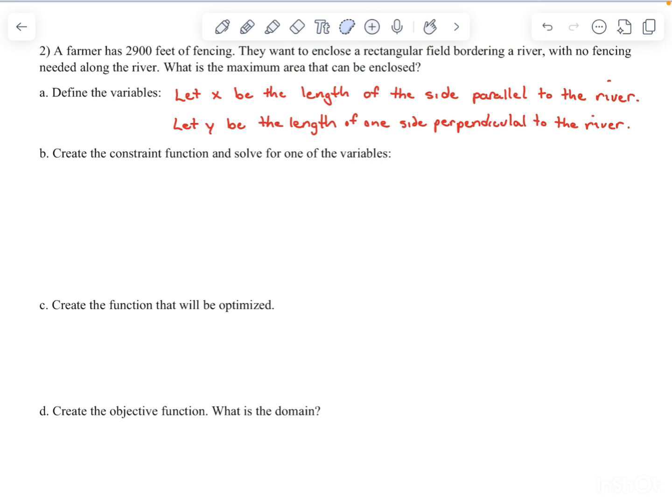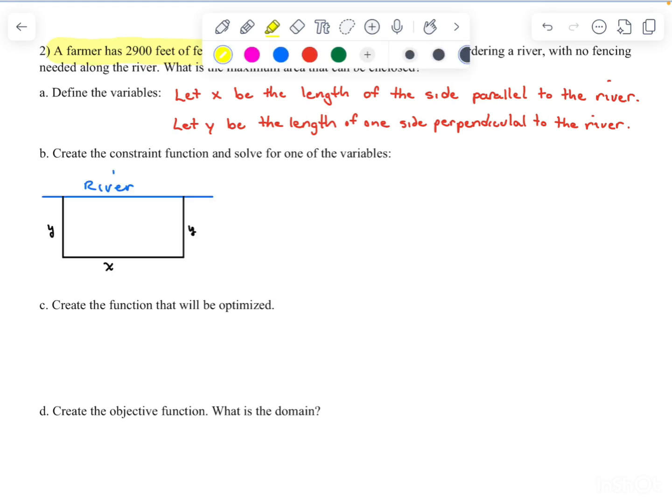Part B. Create the constraint function and solve for one of the variables. The constraint is the fact that the farmer only has 2,900 feet of fencing. To create the equation, I'm going to draw a picture. In this picture, I drew the river. The two sides perpendicular to the river are labeled y, and the side parallel to the river is labeled x.